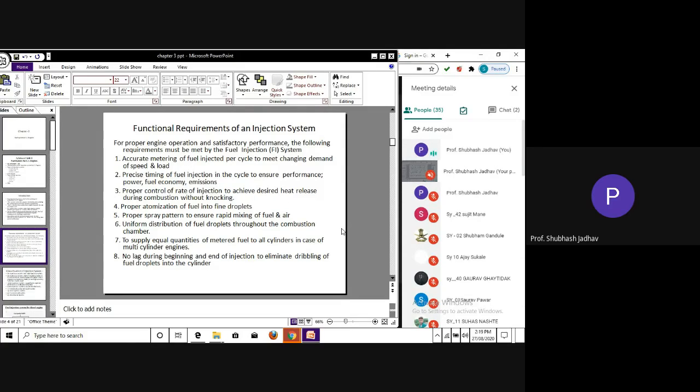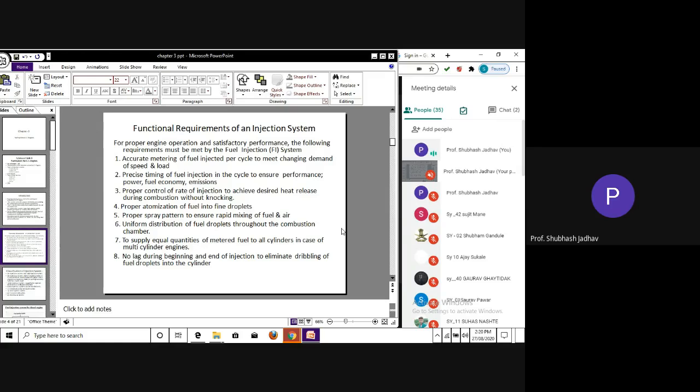So you might be knowing that if you put a smaller log in a chula, it will burn very easily, while if you put a bigger log in the chula, it is going to take more time to burn. In a similar manner, if you are putting a small droplet into the combustion chamber, its rate of burning will be different, and if you put a bigger droplet, it is going to burn in a different manner. So the way the combustion is going to happen is decided by the size of the droplet you introduce into the combustion chamber.